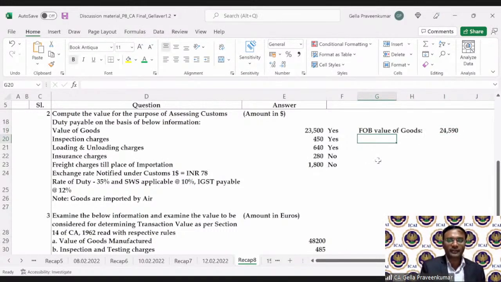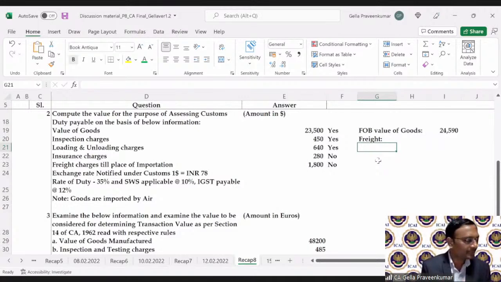Now, freight. Now, as per your Rule 10, come to page number 4.23. Everyone, please come to page number 4.23. In the case of goods imported by air, where the cost referred to in clause A, that is transportation, loading, unloading, and handling charges associated with the delivery of the imported goods to the place of importation, such cost shall not exceed 20% of free on board of the goods.